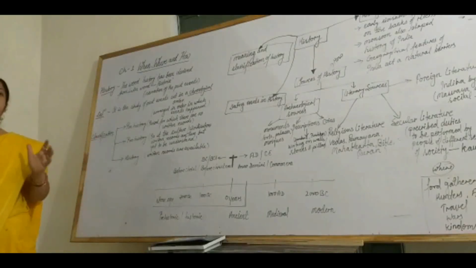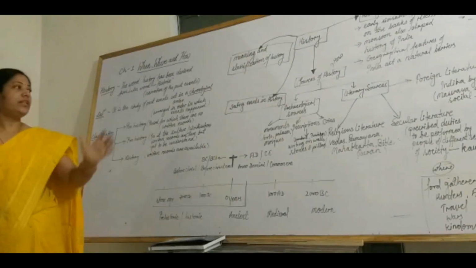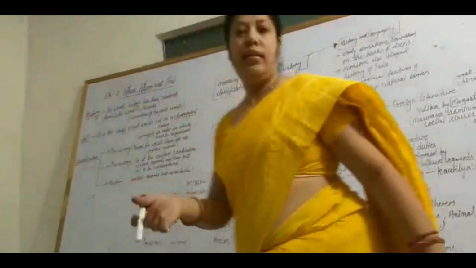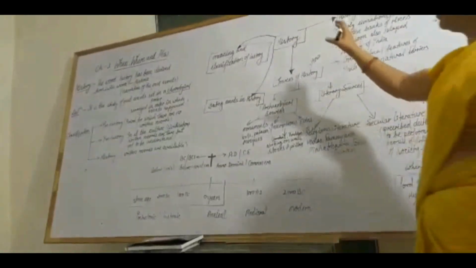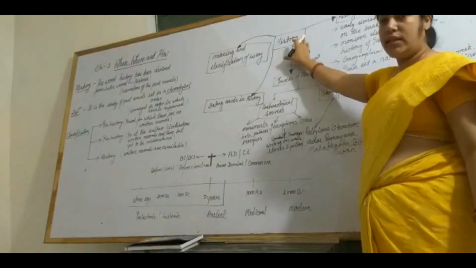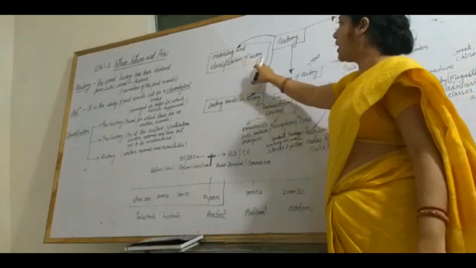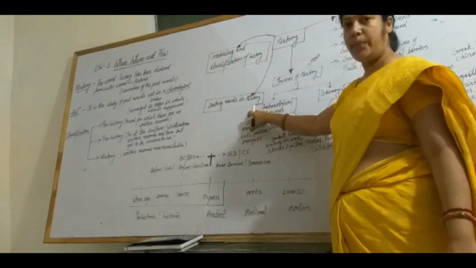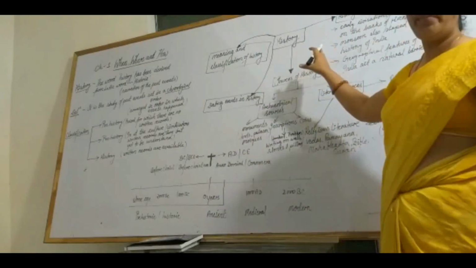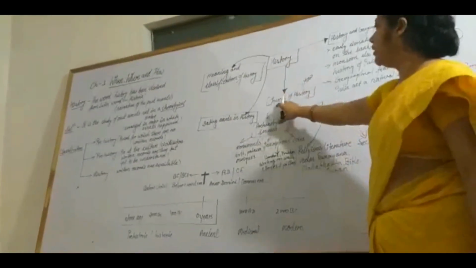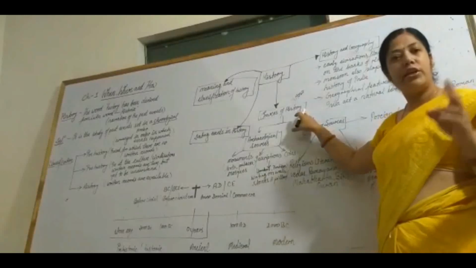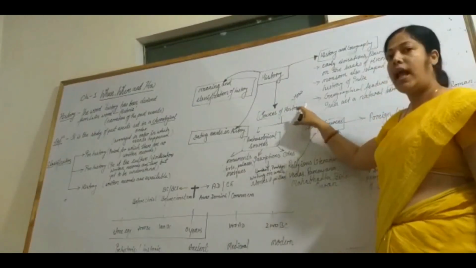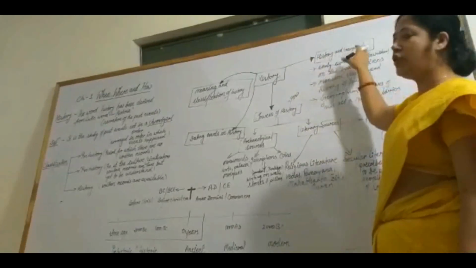So, the concept of history we will understand through this diagram which I have drawn on the whiteboard. The important segments of history are the meaning and the classification of history. The second is the dating and events in history. The third and most important part of history is the sources of history. It is divided into two parts, the archaeological sources and the literary sources. And the last point is history and geography.